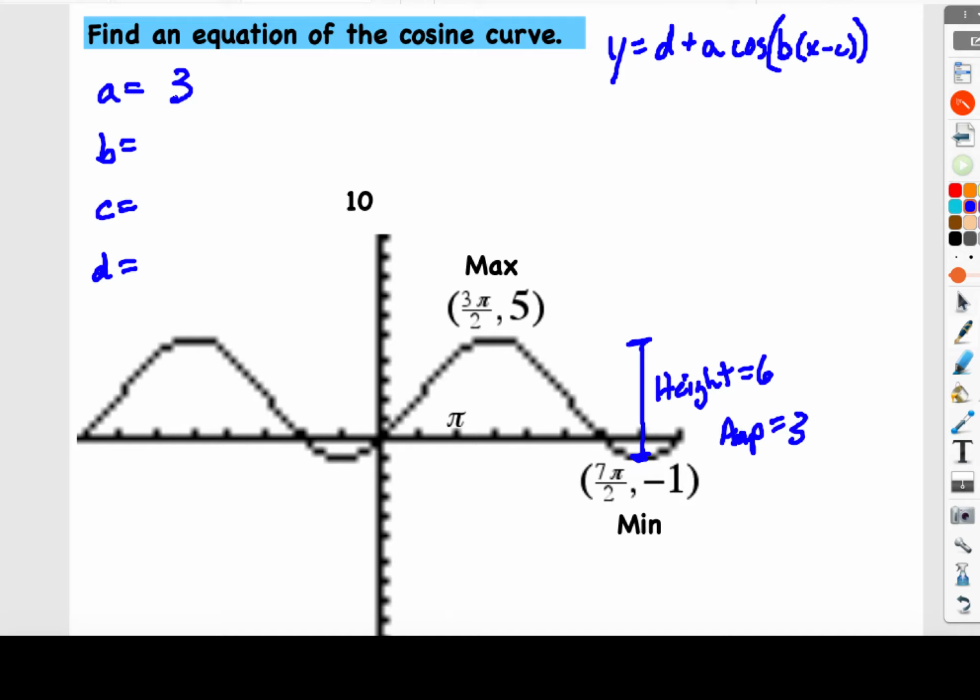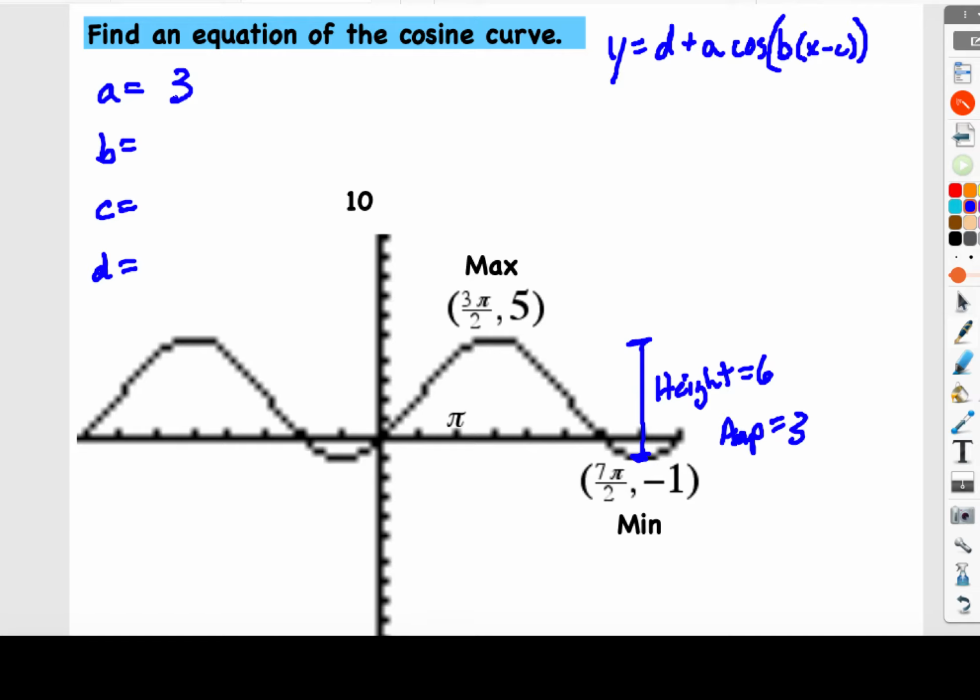Now, we could also call that -3 technically, because remember, if we wanted to start at a minimum with our cosine, we're going to have to pick a starting point. I'll talk more about that in just a minute when we talk about the c value. But for now, let's just remember the amplitude is definitely going to be 3 units.